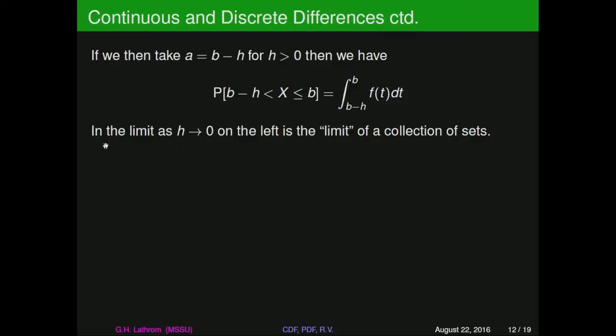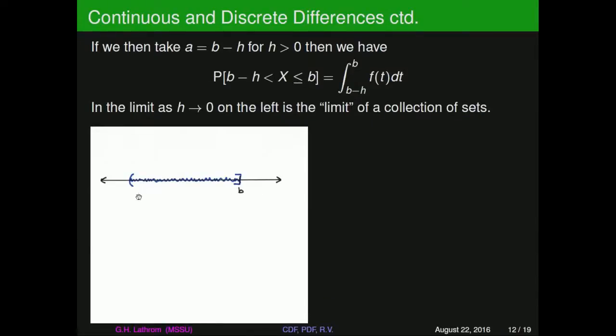Now, if we then let h go to 0, what's happening over here on the left? Well, remember, these are intervals. And so as h goes to 0, we're taking something that looks like the limit of a collection of sets. Well, okay, what is that really looking like?